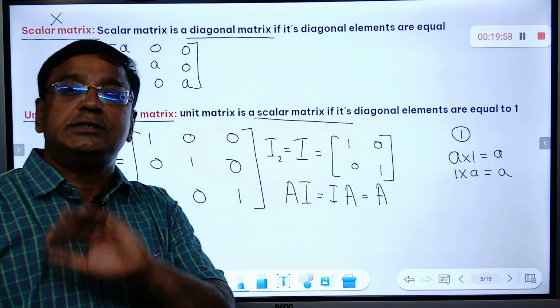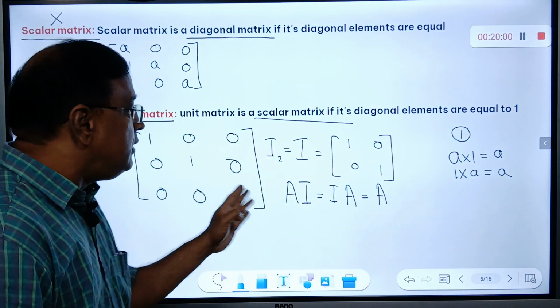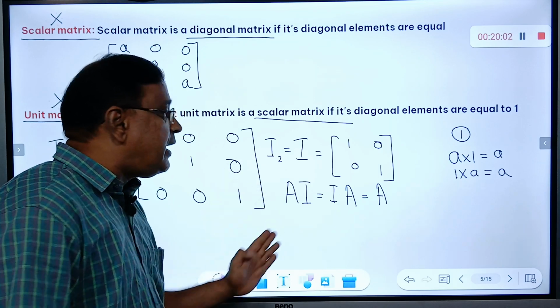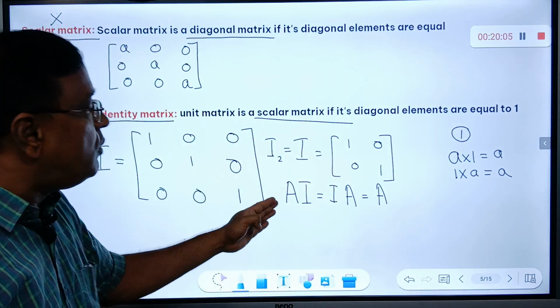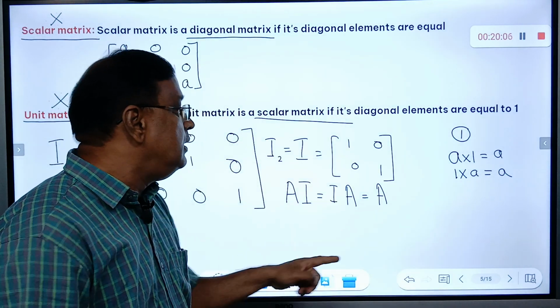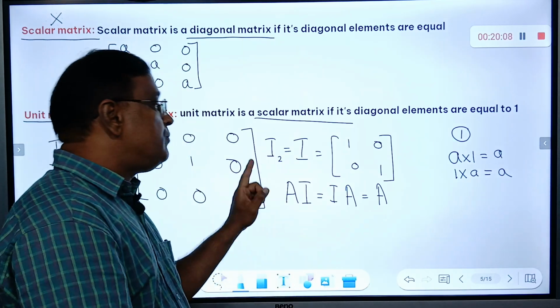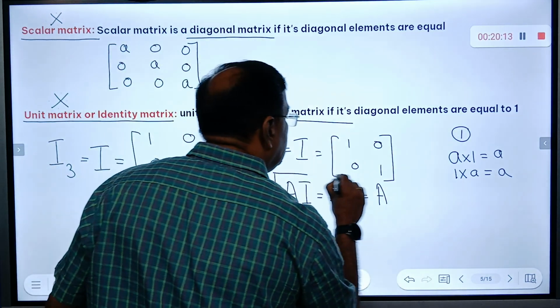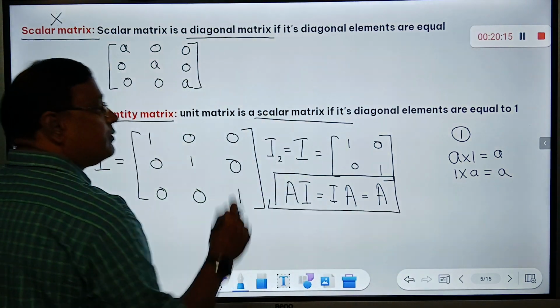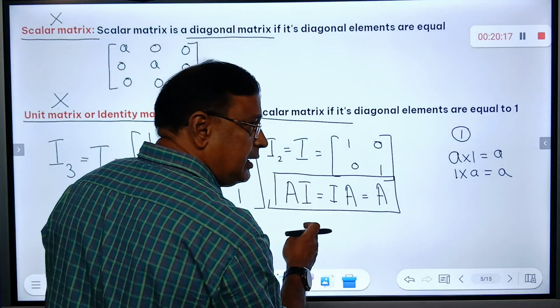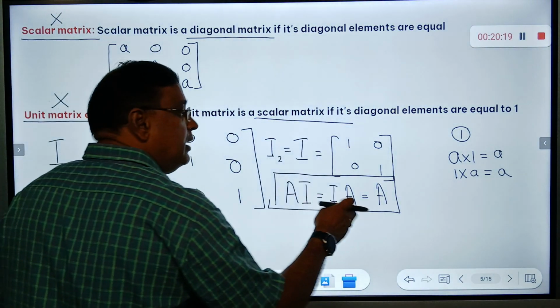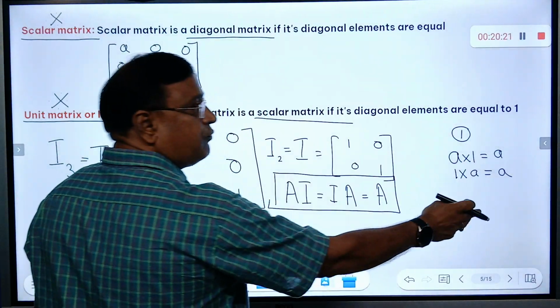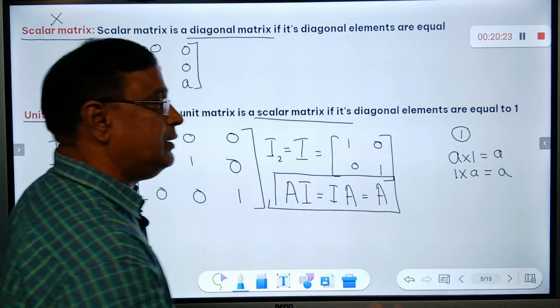We'll come to those things later in the next video. Right now, let us assume that AI is possible. If AI is possible and IA is possible, and if I is the identity element, then you'll get back the matrix A. So this is a very, very important property. You can keep a note of this. Any matrix A multiplied with I or I multiplied with A will always give you A, provided of course the multiplication is well defined.